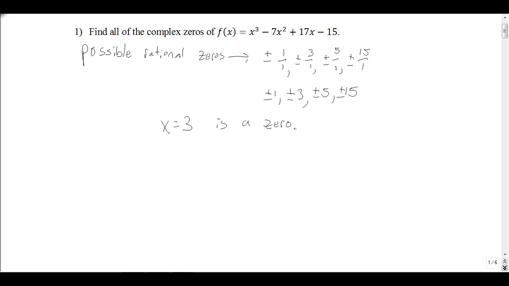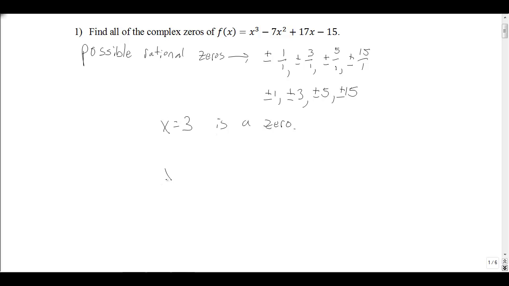Okay, so that's 1 zero, but this is a degree 3 polynomial, so with multiplicities, I should get 3 zeros, and I only have 1. So there are 2 more that are missing, or maybe 3 is a root of multiplicity higher than 1. So maybe this is actually x minus 3 cubed. Turns out that's not the case. Okay, so how do I find the rest of these?